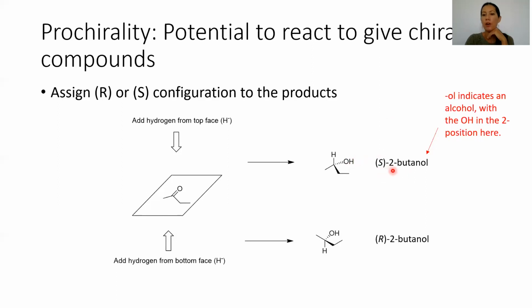Notice that this is called (S)-2-butanol. It's the -ol because you have this alcohol, and the 2 because the OH is in the 2 position. This one, (R)-2-butanol.